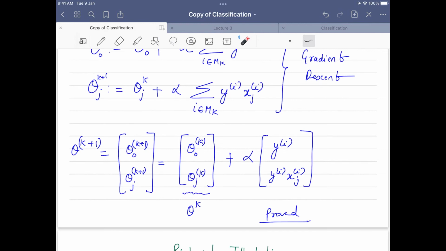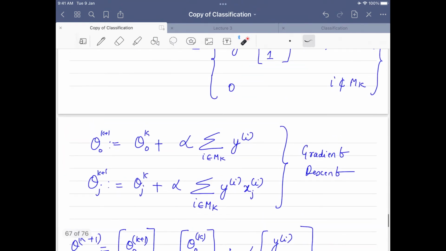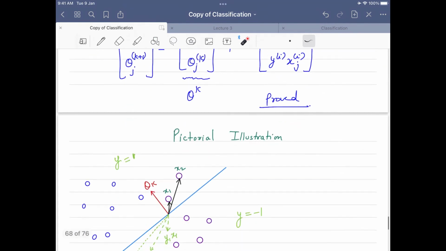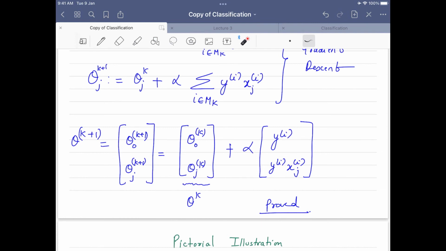So let us see a pictorial representation of this particular equation. If you have any questions related to it, you can ask. Otherwise I will move to the pictorial illustration of how this algorithm is actually working out. Any questions here related to this?